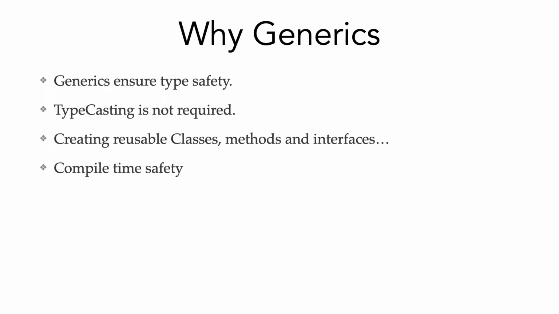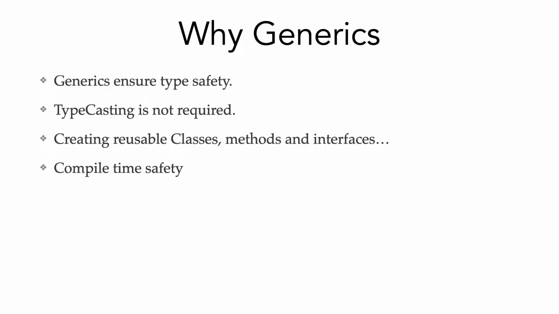So let's start. First thing is, why generics? The first thing we'll understand is that generics ensure type safety. Type safety means that very initially we know what type of data we are going to use, at compile time only. So there are no surprises at runtime, like a ClassCastException or a NumberFormatException, meaning an incompatible type or formatting exception. All those things we can avoid.